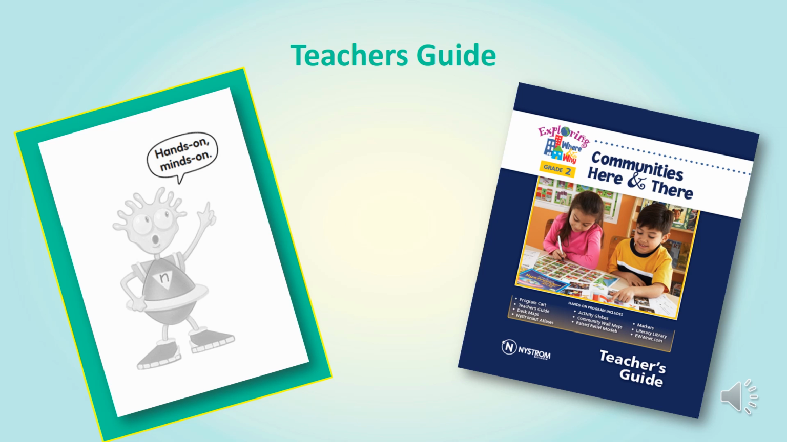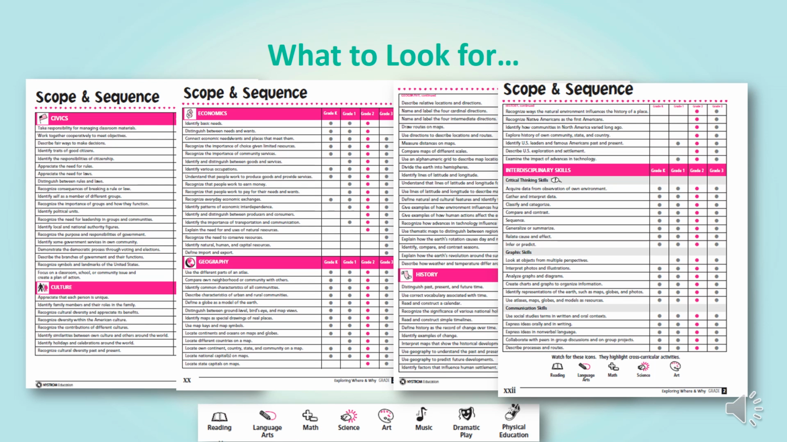Let's take a look. Here are your scope and sequence pages. You will see how Exploring Where and Why is a scaffolded program that builds on the previous year. At the bottom of Roman numeral page 22, you will see how a few of the icons represent the cross-curricular opportunities that are afforded students here in Communities Here and There.